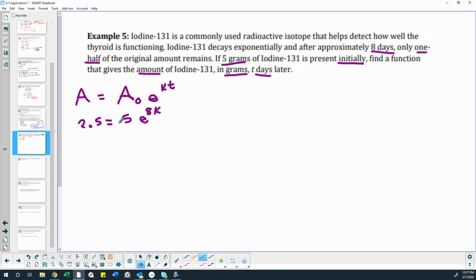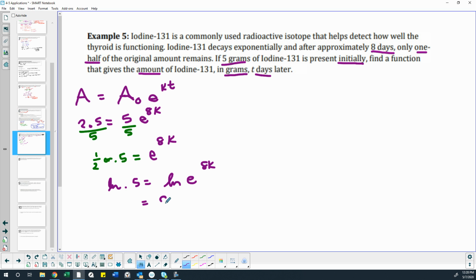So our first step, just like we've been doing in every problem, is to get rid of that coefficient. That leaves us with 1/2, or you could call it 0.5. And that is known as the half-life of a radioactive isotope. It's called radioactive decay. That equals e to the 8k. So now we're going to do the natural log of 0.5 equals the natural log of e to the 8k.